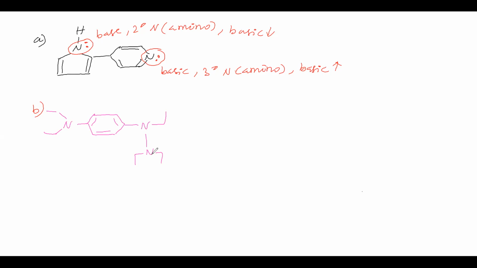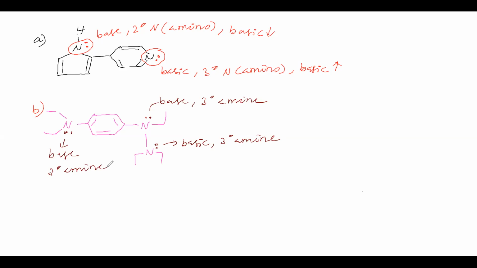Now let us see the basic nature. It has a lone pair, so it is a Lewis base. It is a tertiary amine. Each of the three nitrogens has a lone pair, so each is a Lewis base, and each is a tertiary amine.